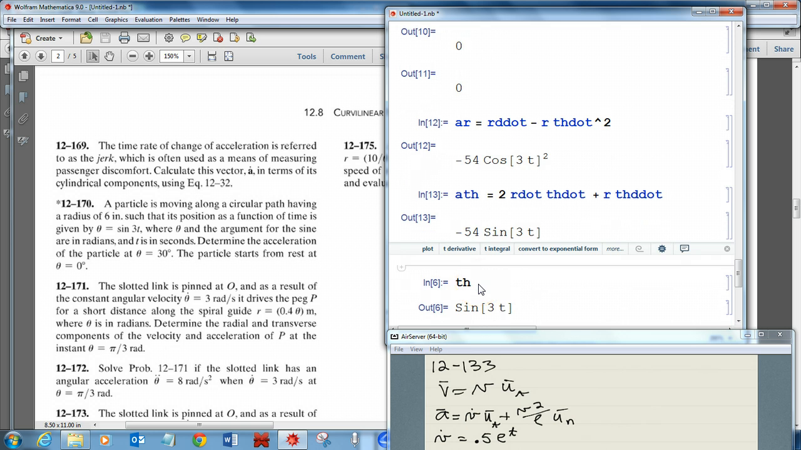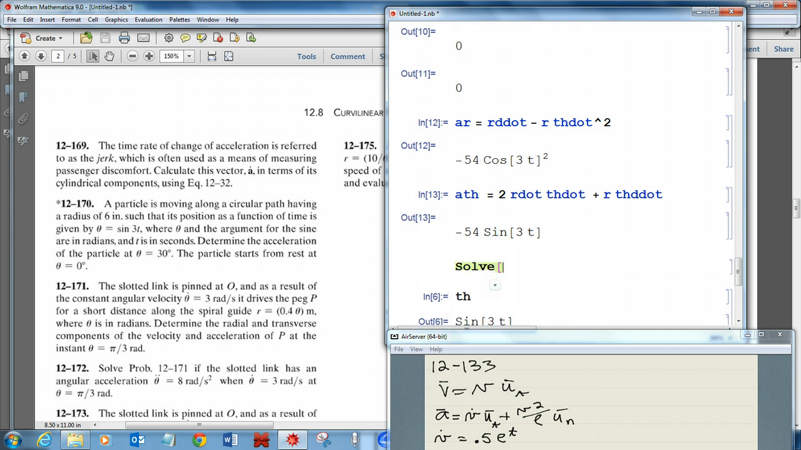Do I know the time? No. Ah, okay, I know theta. Theta is 30 degrees. So I'm going to say, solve 30 degrees equals sine of 3t. What do you want to solve for? T?